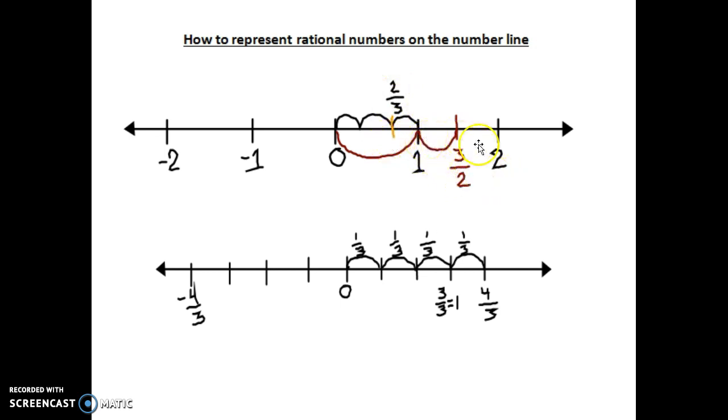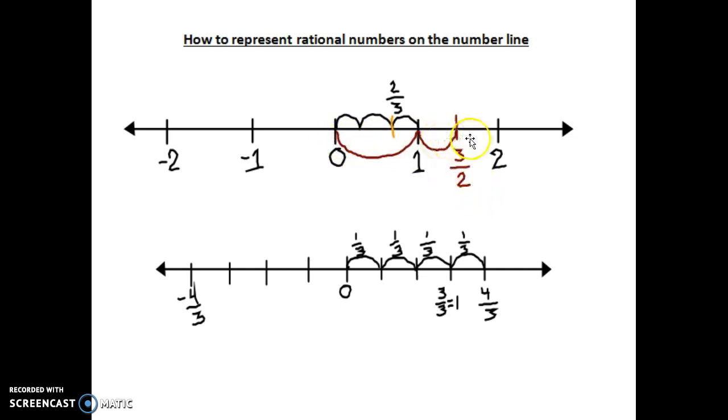Now, if we want to plot any improper fraction on the number line, how can we do that? For example, 3 upon 2. We want to plot this number on the number line. So there are two ways actually to plot an improper fraction on the number line. This is the first one.